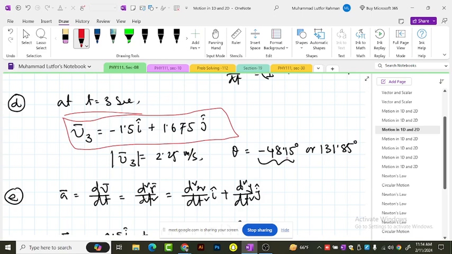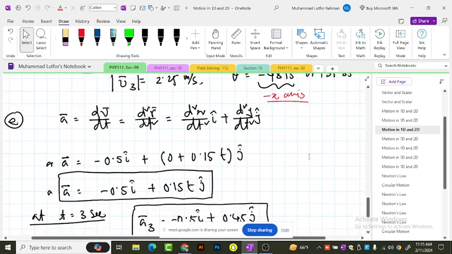Right, so this is 135 from the positive x-axis, and this one should be negative x-axis. I should write it that way. All right. Yes, sir. All right, now let's move to the forward direction.